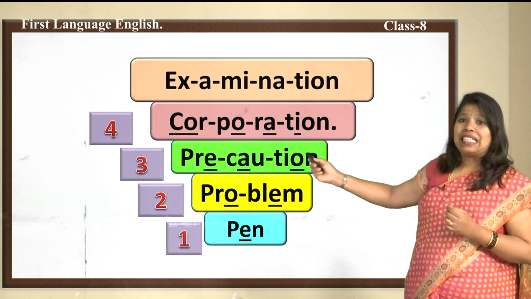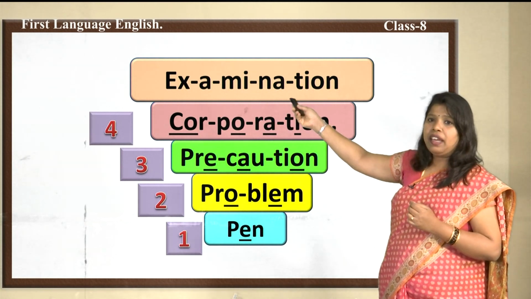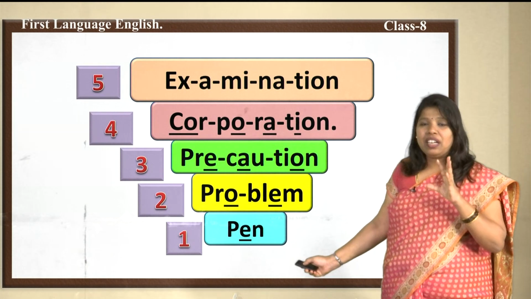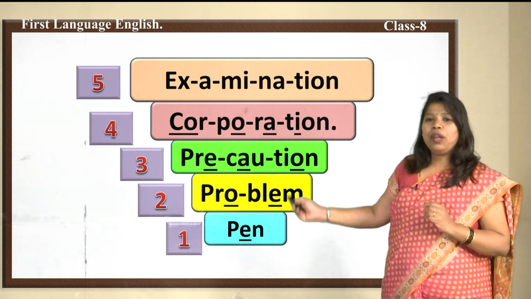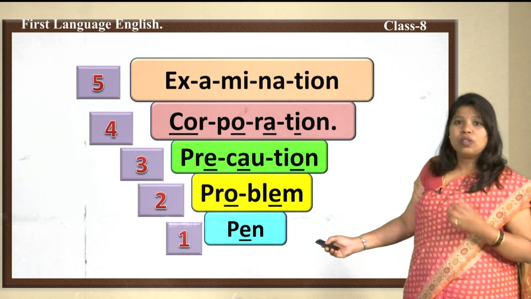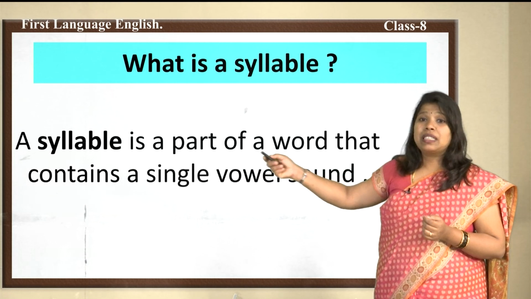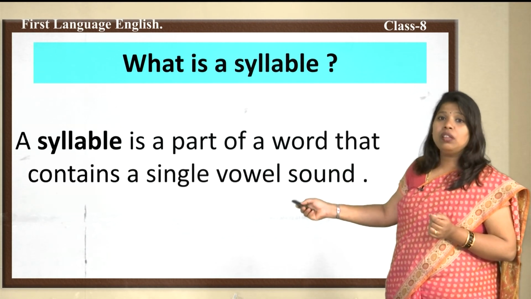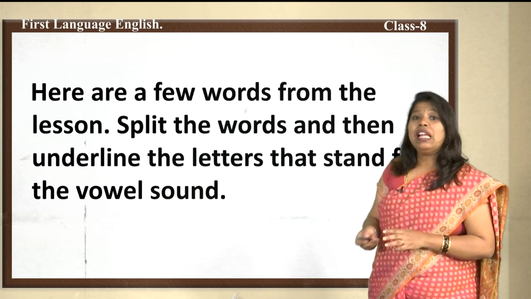Now, examination. How many vowel sounds did you hear? Yes, you have heard five vowel sounds. So, every word is divided into syllables. Now, what is a syllable then? A syllable is a part of a word that contains a single vowel sound. Now, here are a few words from the lesson.